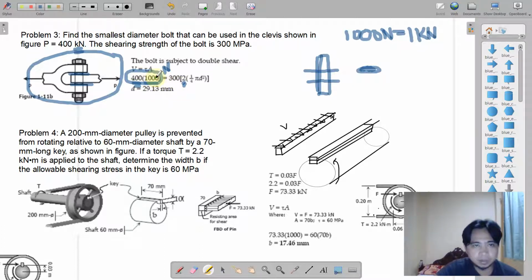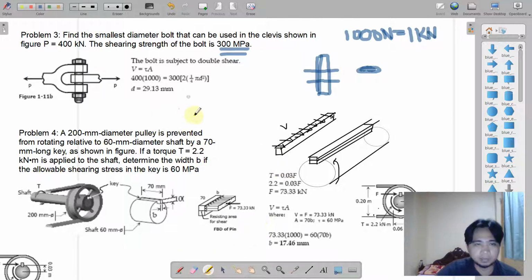Okay, so tau is already given in megapascals. Again, this is the shear area. We multiply 2 times the area of a single circular cross section, pi d squared over 4, and then manipulating the equation again, we come up with d. Okay, we come up with the diameter. So that is for problem number 3.